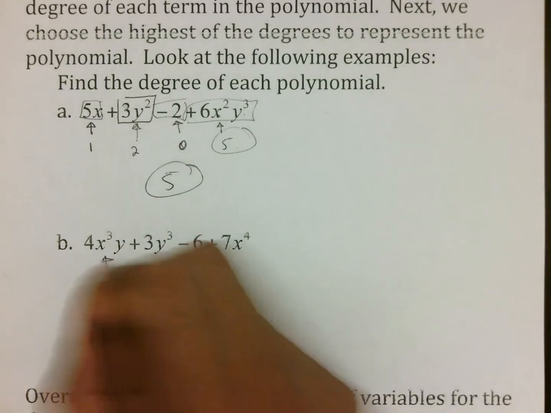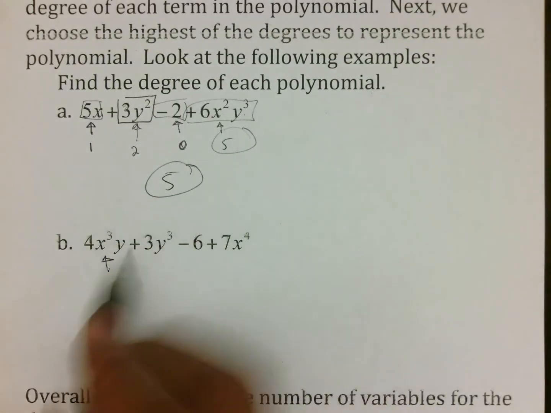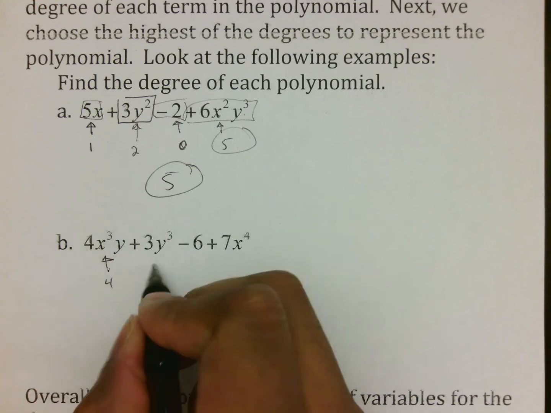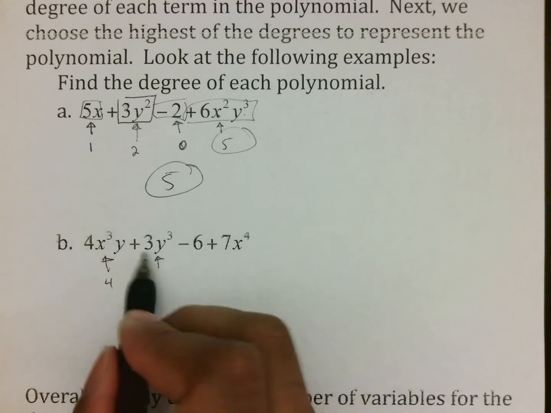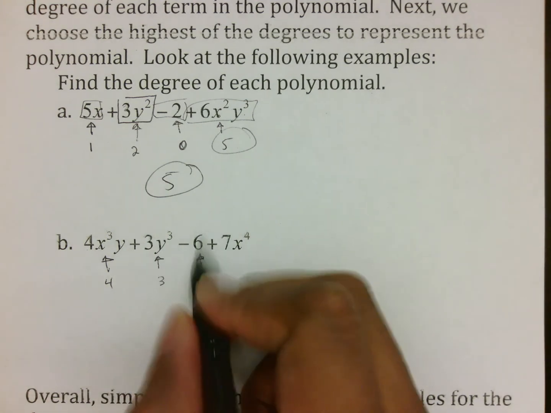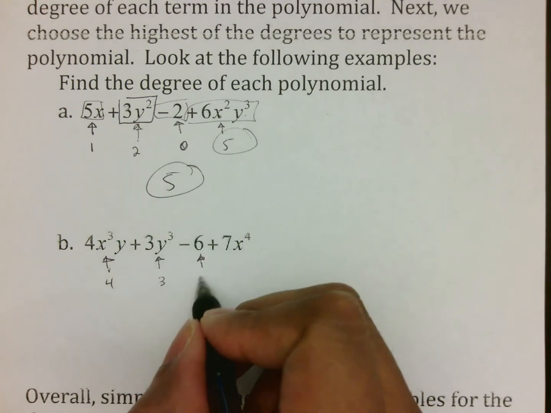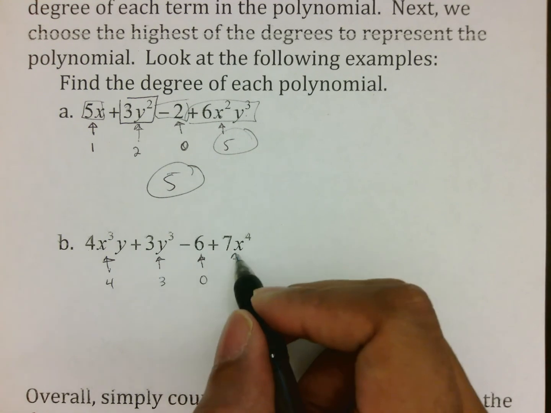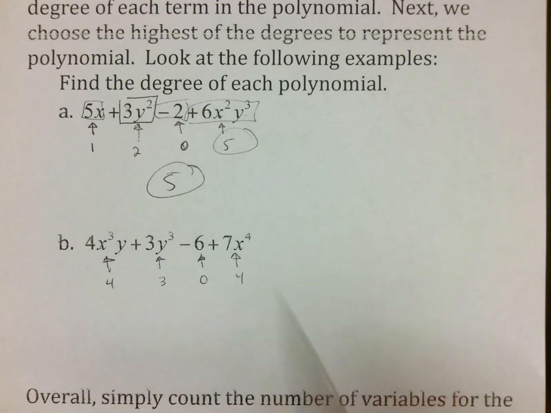Again, looking at this, the degree of this one is 3 x's, 1 y. It's 4. The degree of this term is just 3 y's, so it's 3. The degree of this one is nothing attached, which means it's 0. The degree of this one is 4 x's attached, which is 4.